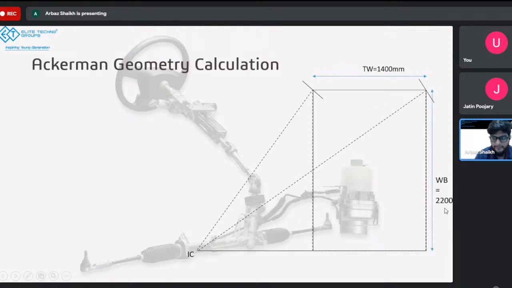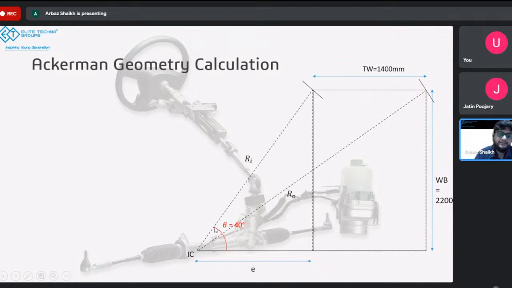be 2200 mm. Next, this extra length in this figure, where the IC meets on the rear axle, is unknown to us. So let's keep it as E. E is unknown. Next, we have the RO, which is the outside wheel turning radius that we have to find out, right? And then we have RI, which is the turning radius for the inside wheel.